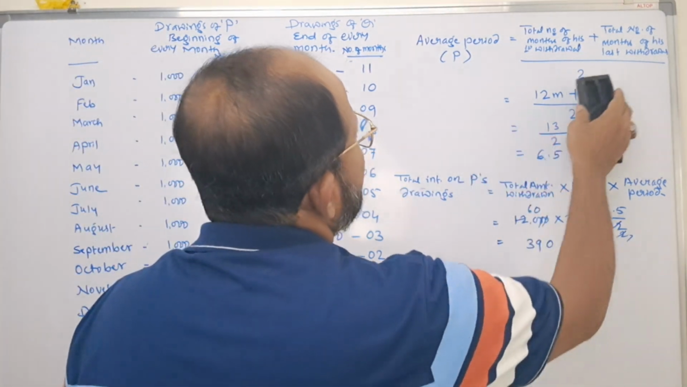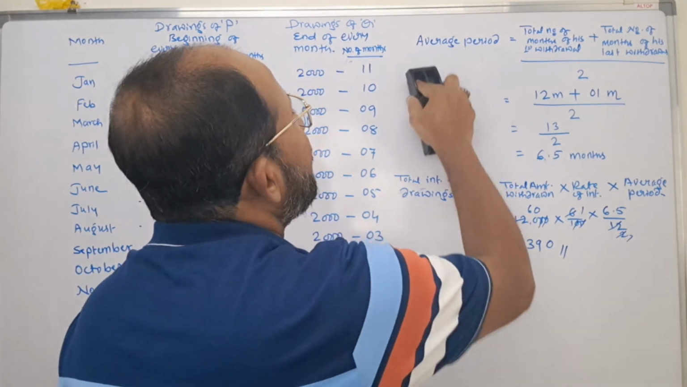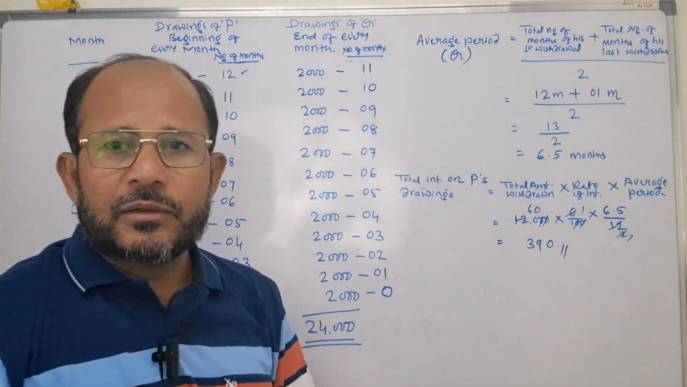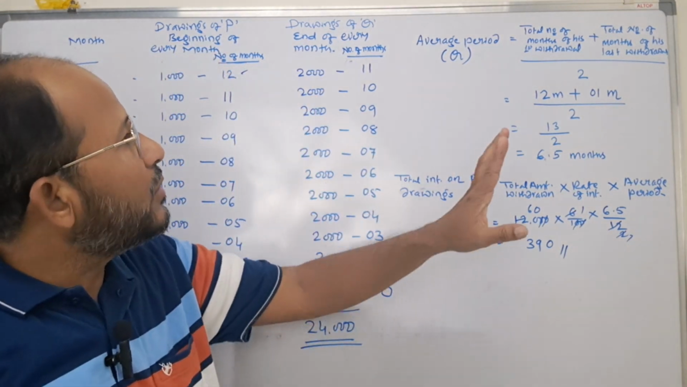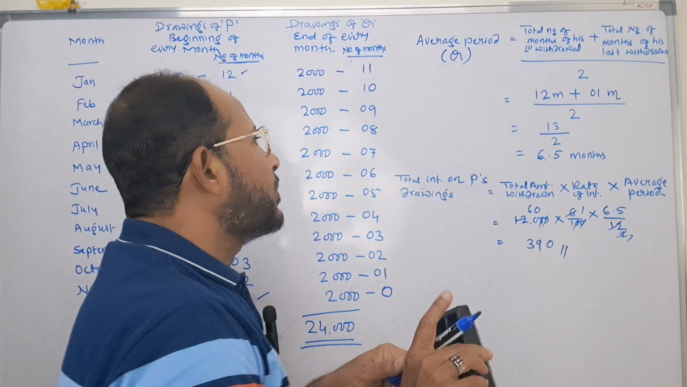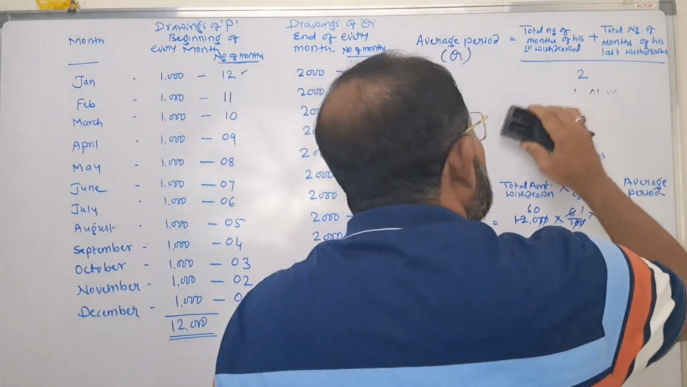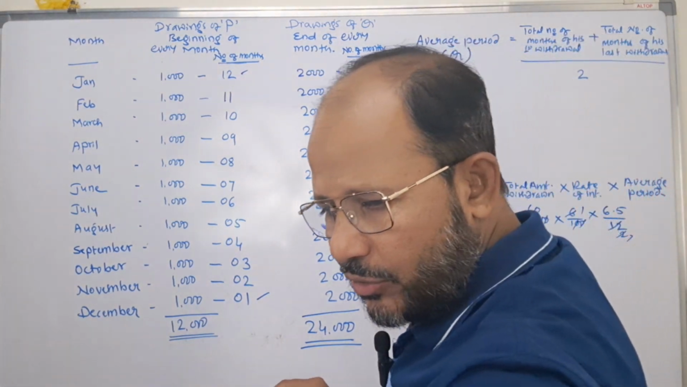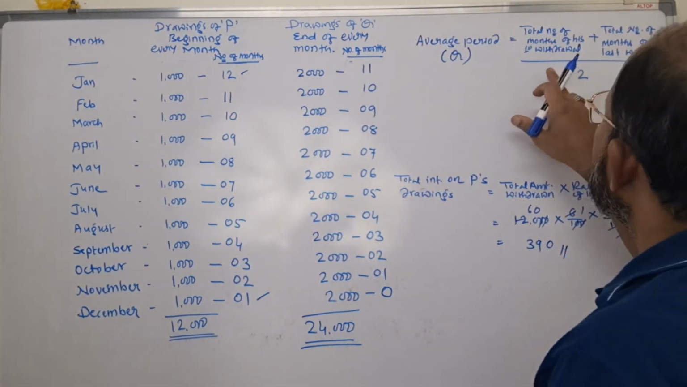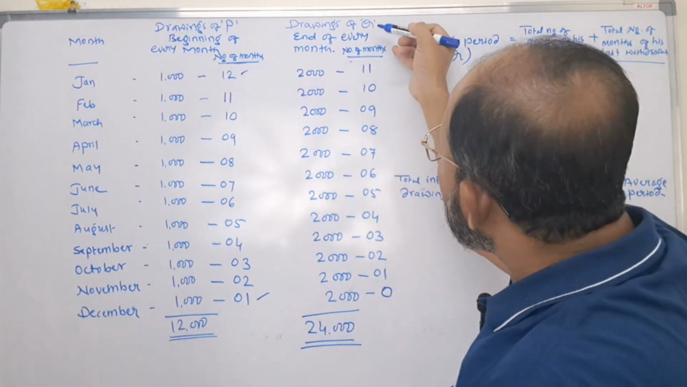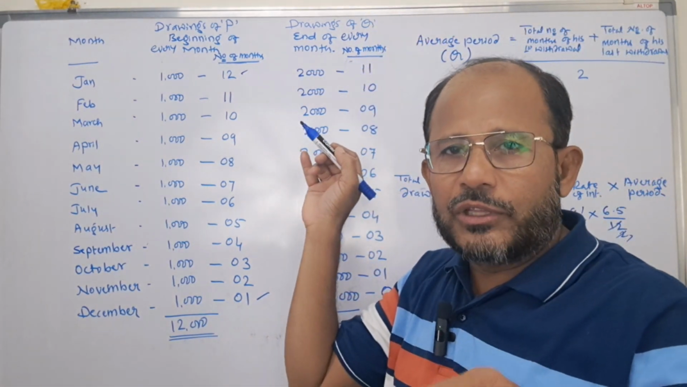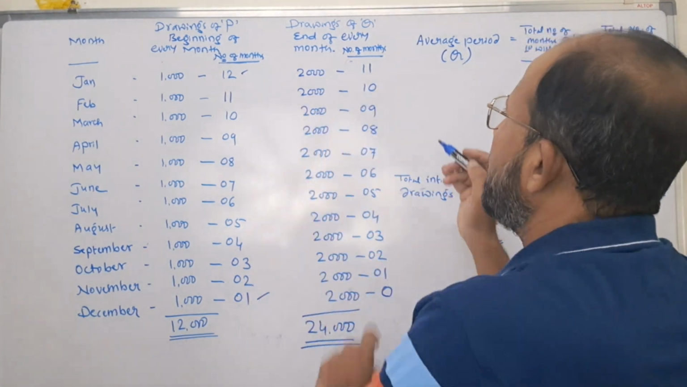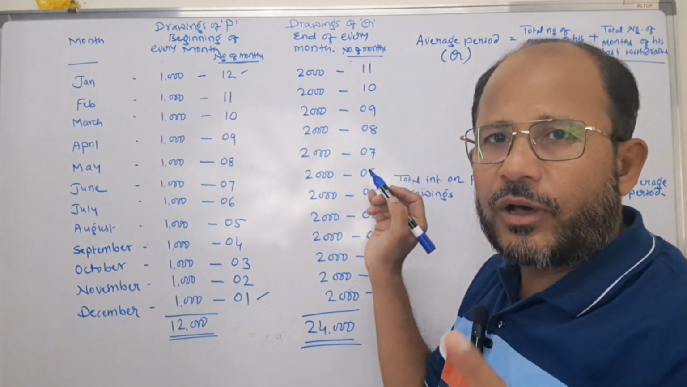Now you come to the average period of Mr. Q. Again we calculate average period of Mr. Q by applying the same formula. Here how the average period is calculated? First one is we have to take the total number of months of his first withdrawal. See, in case of Mr. Q, since Mr. Q withdrew amount at the end of every month, on his first withdrawal the interest is to be calculated only for 11 months.